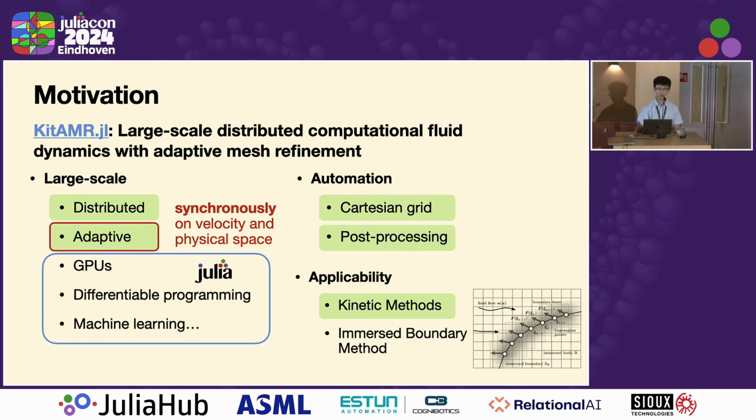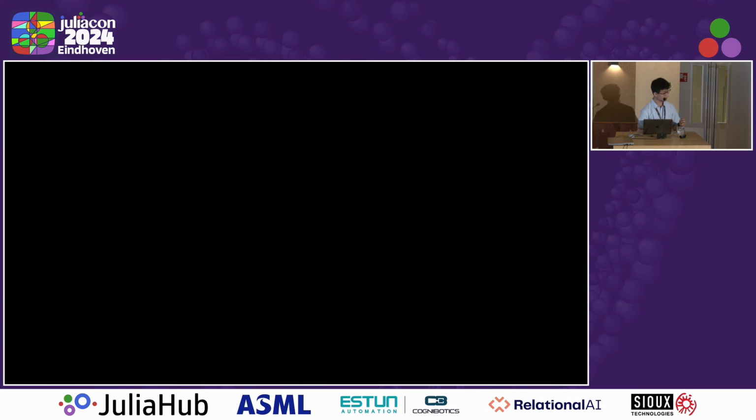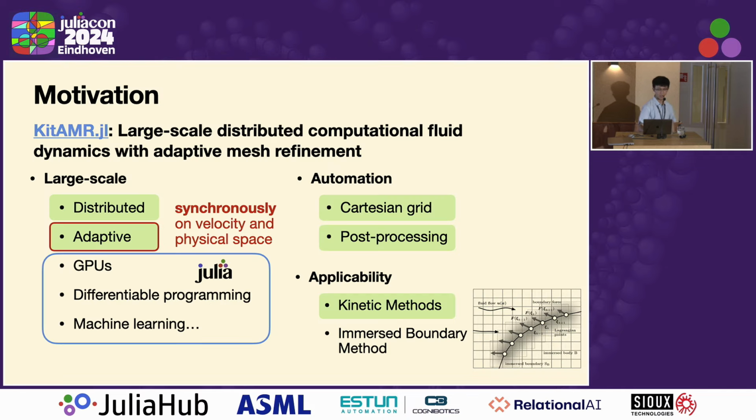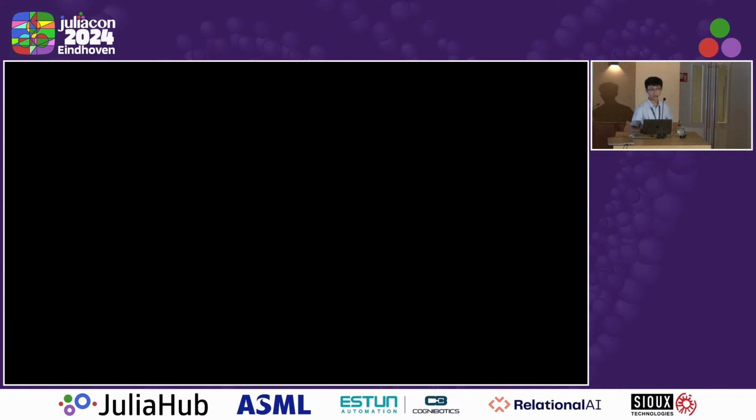And for applicability, KTMR is based on kinetic methods, specifically supporting DVM. Certainly, we will also implement other fluxes based on kinetic methods, and to address the shortcomings of Cartesian grids in adapting to boundaries, we will introduce the newest immersed boundary method to accommodate a wider range of boundary types.